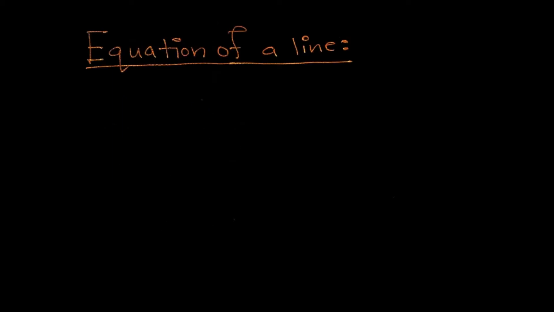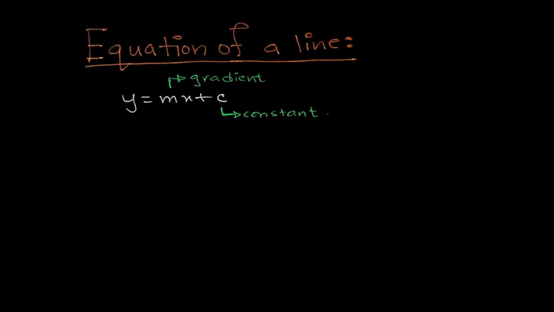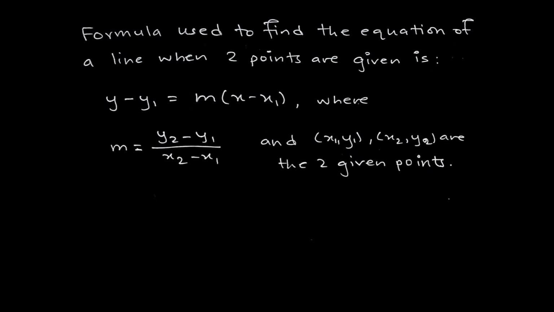Now, let us see what the equation of a line is. The general equation of a line is in the form y = mx + c, where m is the gradient of the line and c is a constant. I'll show you how the equation of a line can be found in different cases using examples. The formula used to find the equation of a line is y minus y1 is equal to m times x minus x1, where m is a gradient that can be found using the two points (x1, y1) and (x2, y2).